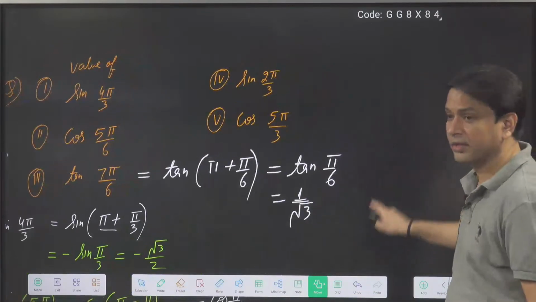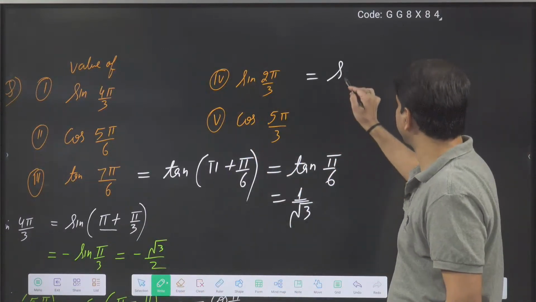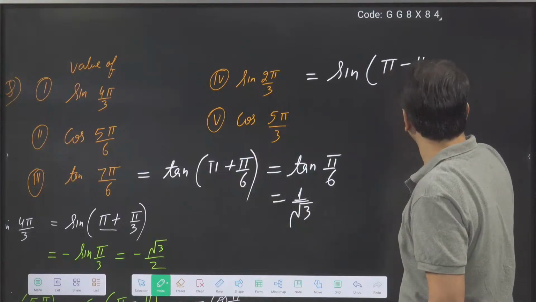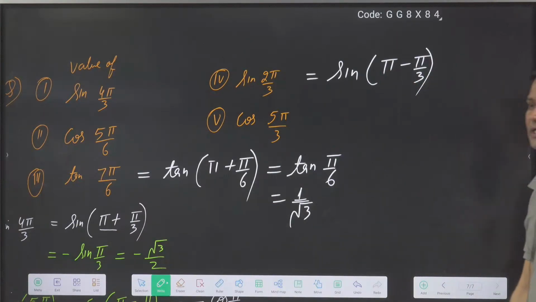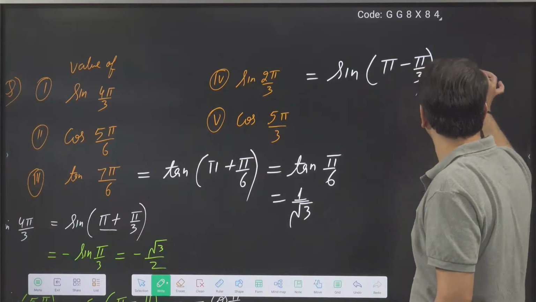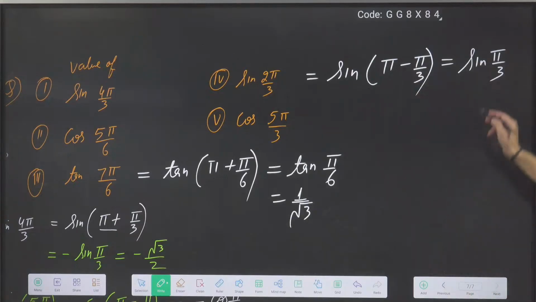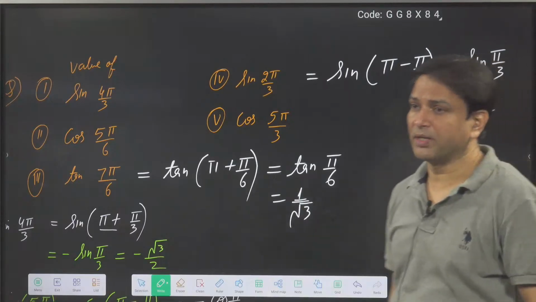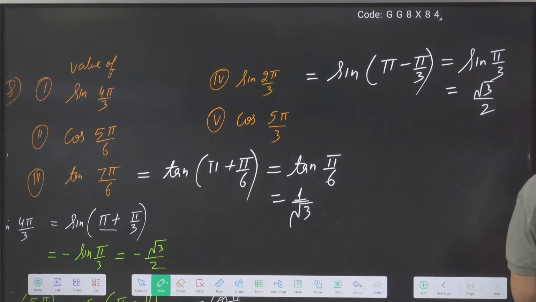Okay, next one, sine 2 pi by 3. 2 by 3 is less than 1, so the angle is less than pi, and I will split it as pi minus pi by 3. Pi minus means second quadrant. In the second quadrant sine is positive, so I directly write sine of pi by 3. Pi by 3 is 60 degrees, so sine 60 is root 3 by 2. Okay, then the fifth, the last one. Did you get all these or not? Tell fast.